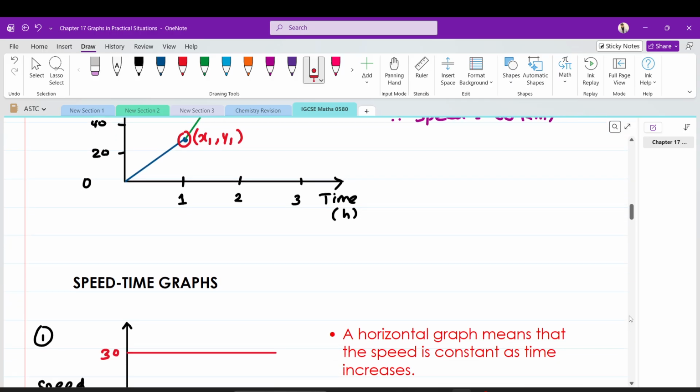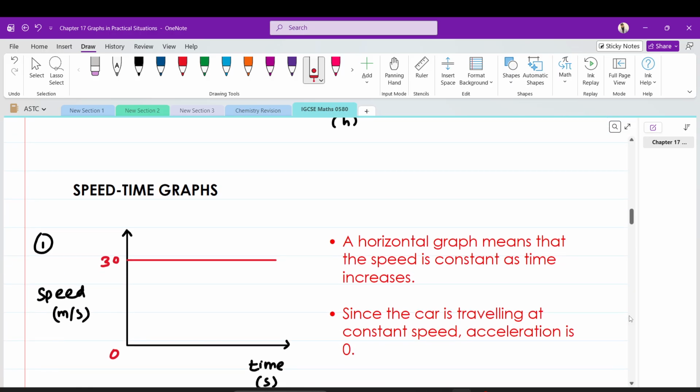So today we will be starting a new topic which is speed time graphs. So let's get started. Now, similar to distance time graph, in speed time graphs on the x-axis we have time. It could be in seconds or minutes or hours. However, on the y-axis this time we have speed. Speed could be in meters per second or it could be in kilometers per hour.